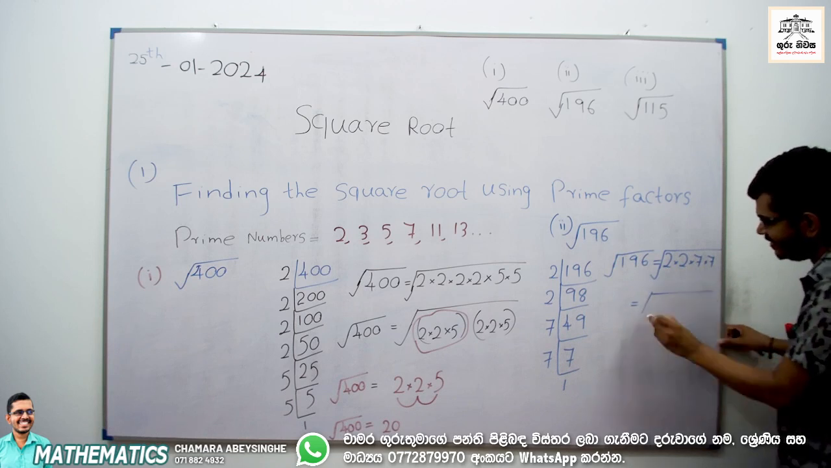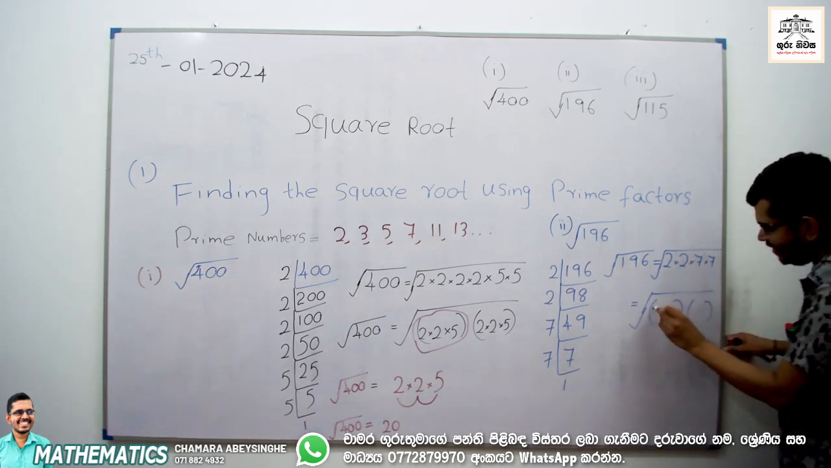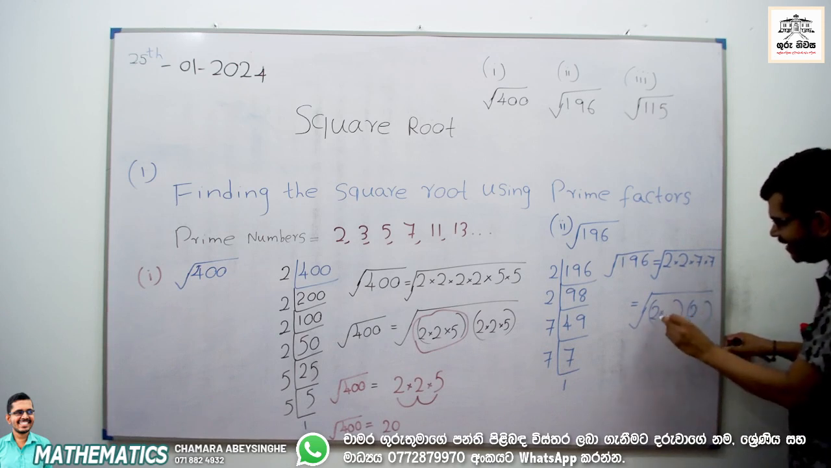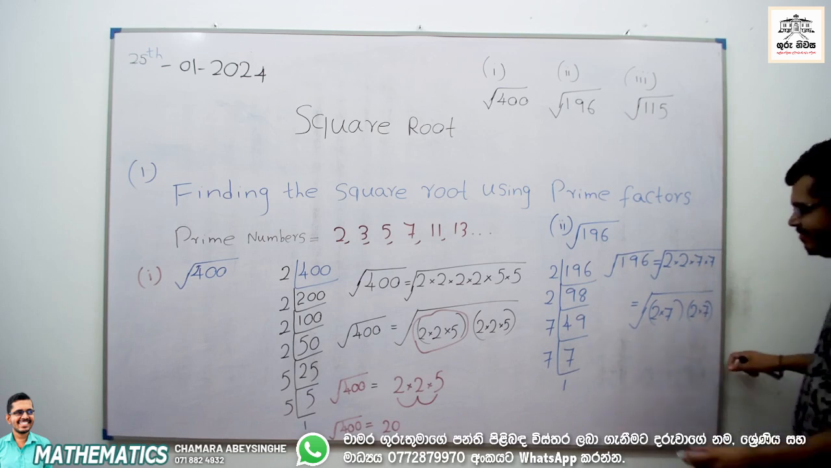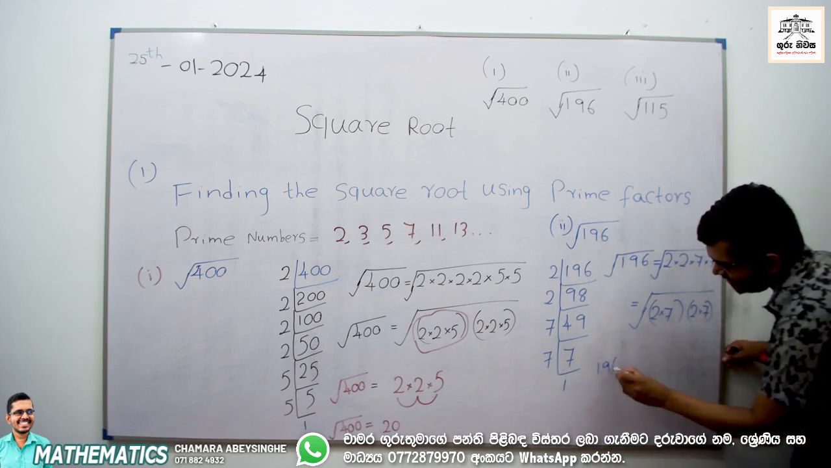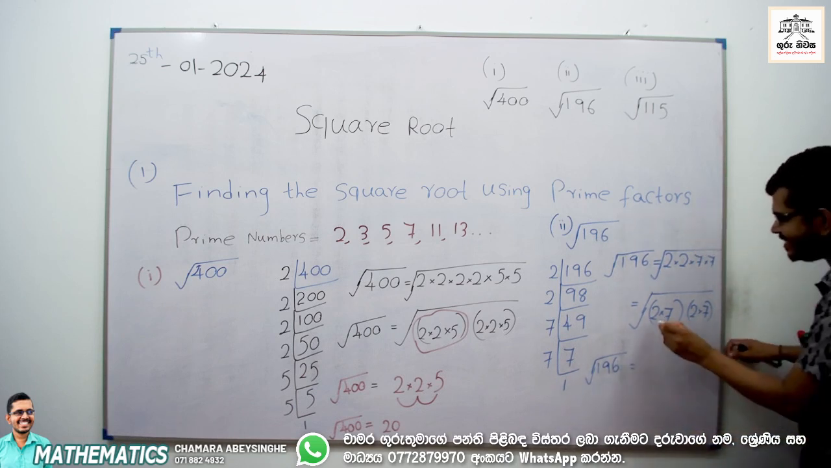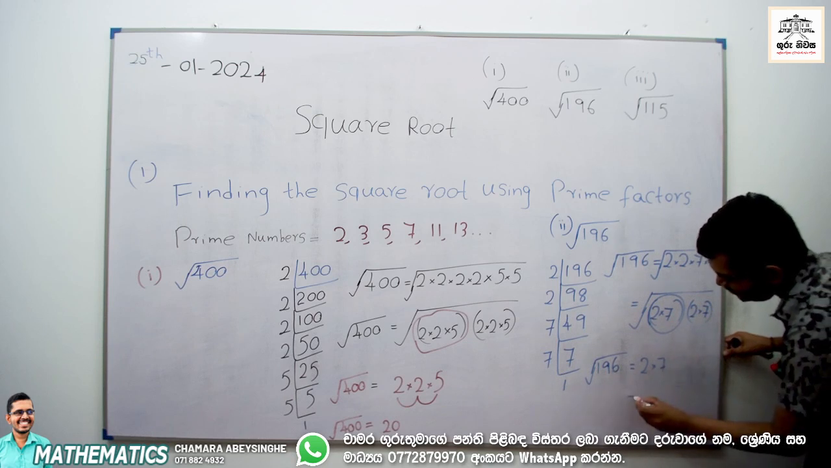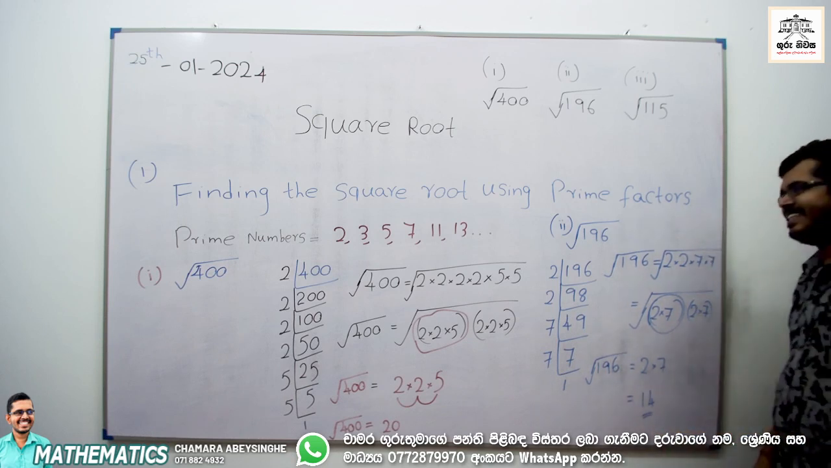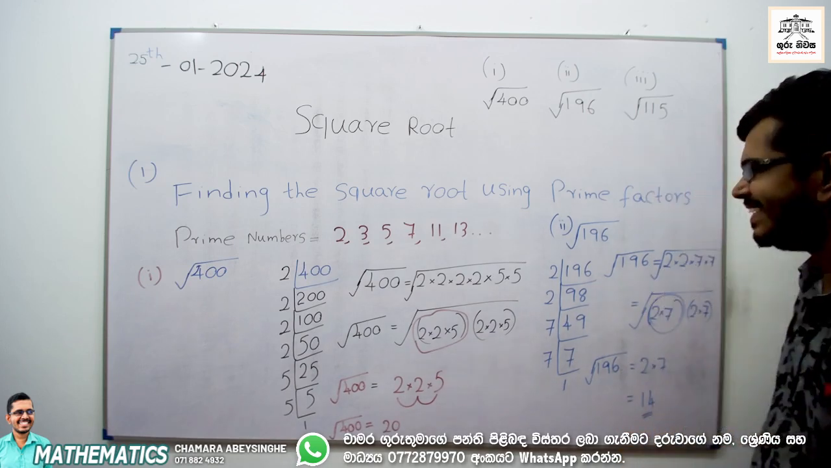Now we should divide into two groups. Only one 2 and only one 7 in one group. The value of the square root of 196 is one group: 2 multiply 7. 2 times 7 is 14. 14 is the answer. Yes, 14 times 14, 196 is created.